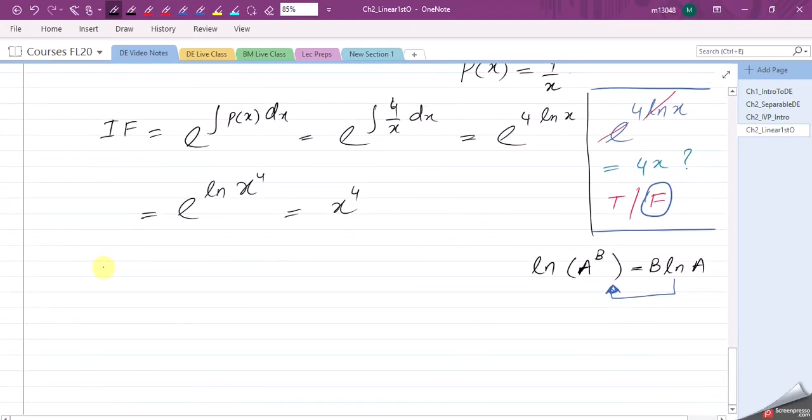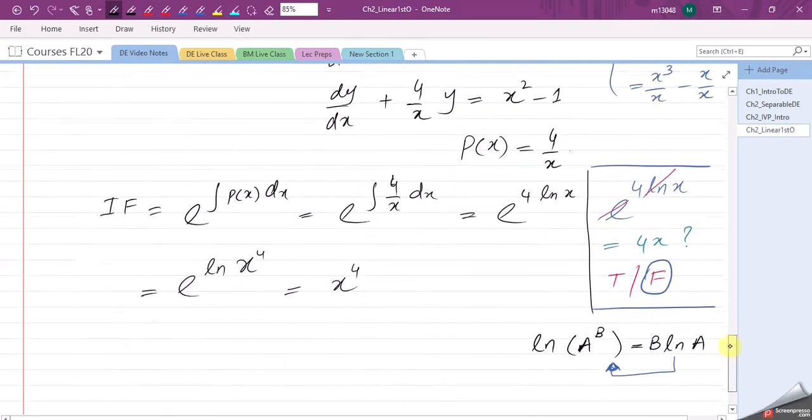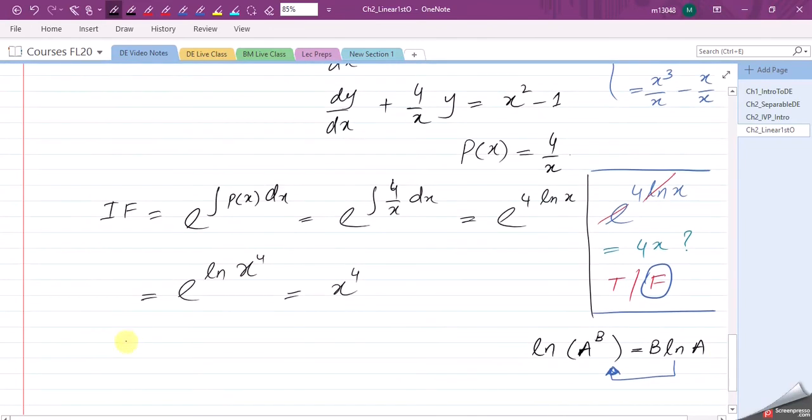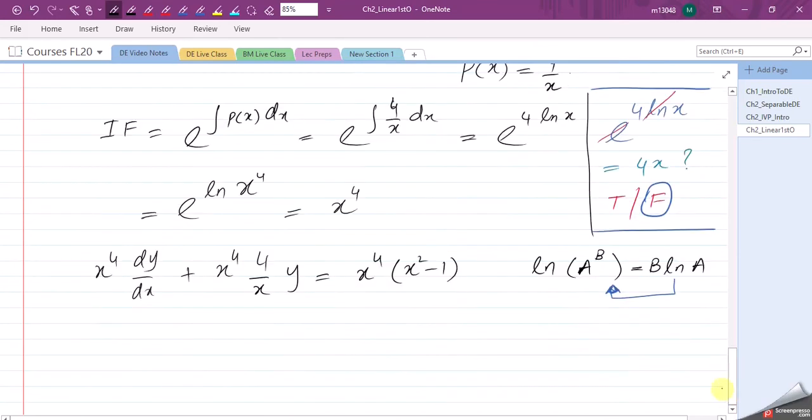Right, so our IF is x power 4. Next we multiply the equation with x power 4. Which equation? Not the original equation, but this equation, the one we get after division. So this is x^4 dy/dx plus x^4 times 4/x y equals x^4 (x^2 minus 1). If you would like to, you can do one simplification step, otherwise you can write directly the next step.